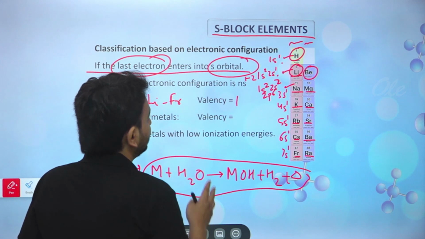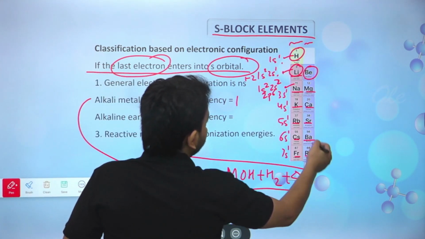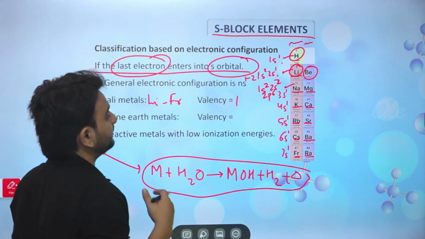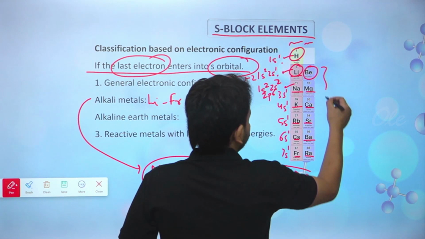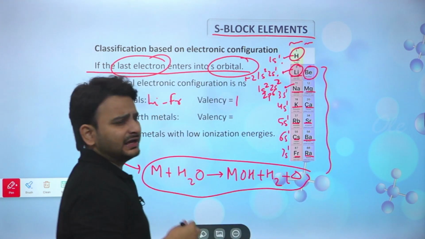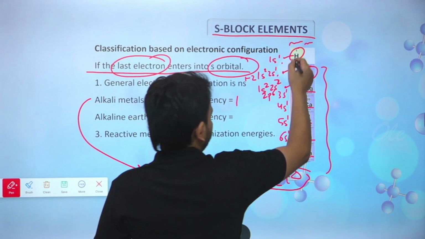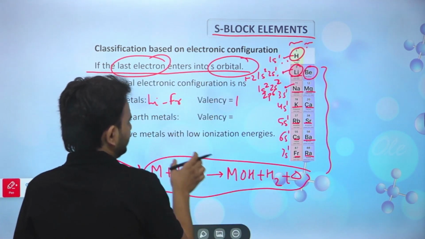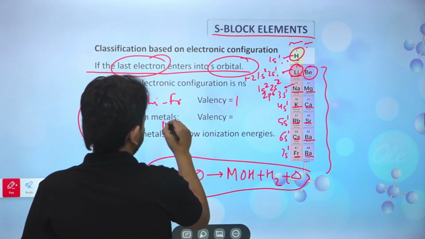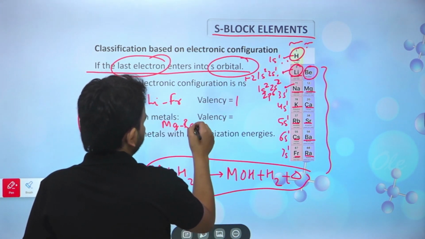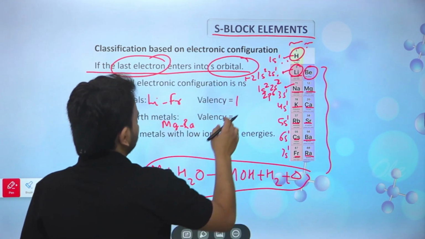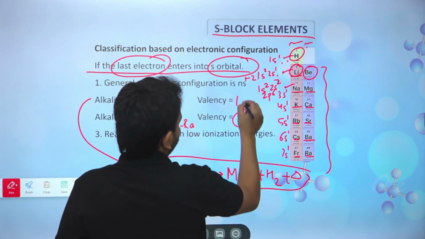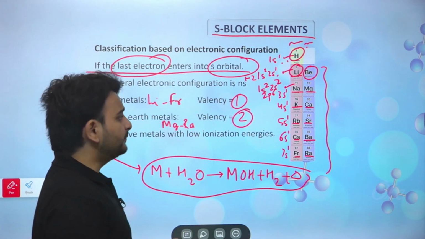Alkaline earth metals are magnesium to radium. Beryllium, although it's in the second group, is not considered a part of these. In fact, hydrogen can be a metal or a non-metal as well, so we don't say that it's an alkali metal. The alkaline earth metals are magnesium to radium. Radium is of course radioactive, so we won't talk about that, but the valency, if you see, is 2. I hope you've understood this, guys.